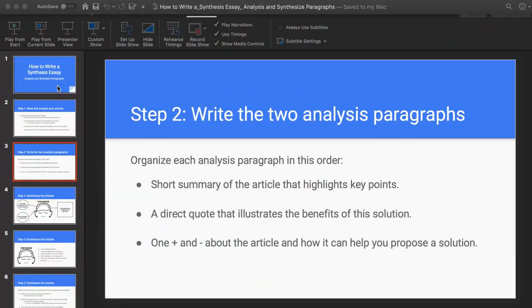Then we're going to shift to the synthesis paragraph, which is where you take both articles and you bring them together and you synthesize them, right? So you start talking about what new information you found out, what new questions do you now have about this information, why do we need to question these kinds of articles, just reflecting on that information, right? So let's take a look at the PowerPoint.